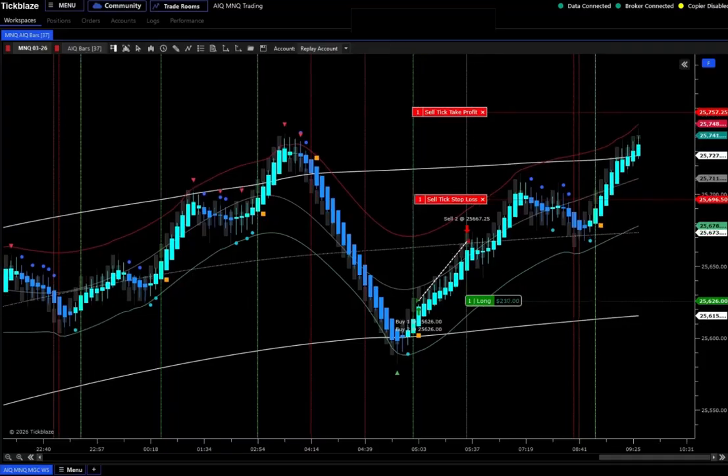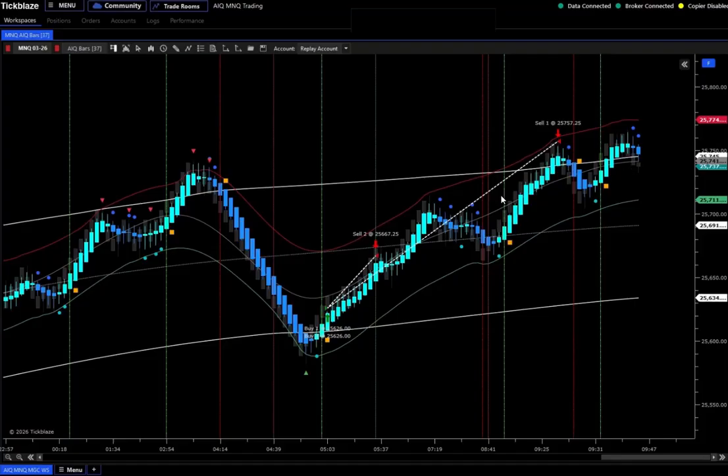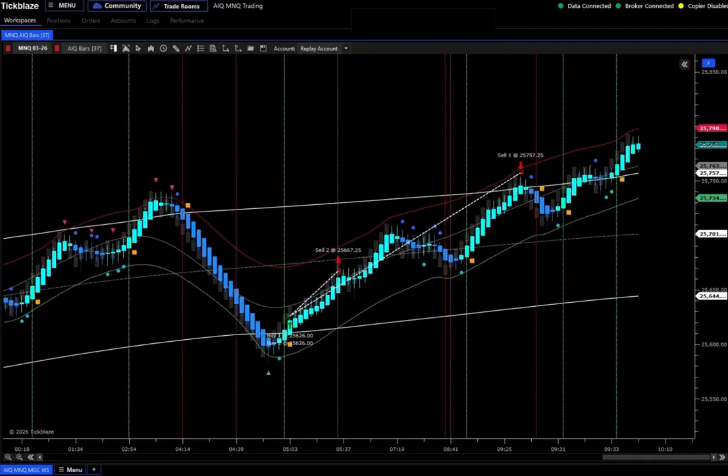We're getting ready to hit the market open, and boom. Market opens, we're out. Huge trade. And as I said, we got in at 25,626 and out at 25,757. Over 500 ticks for another great Algo IQ trade.